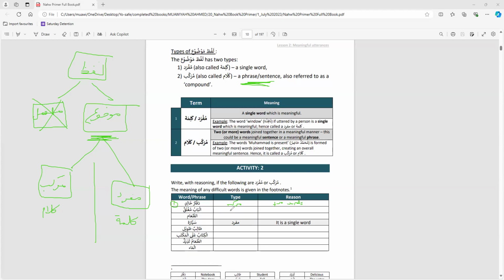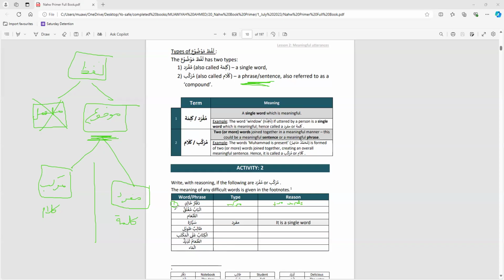Next. Al-babu mughlaqun. Al-bab means the door. Mughlaq means locked. By the way, you don't need to know the meanings of all this. That's not the purpose of Nahw. In Nahw, we're not learning that. That will happen in your other books, like Qisas al-Nabi, in language books. But obviously right now, to give examples, we need to have certain words. That's why the meanings are mentioned in the footnotes, because you're not expected to know them at this stage.